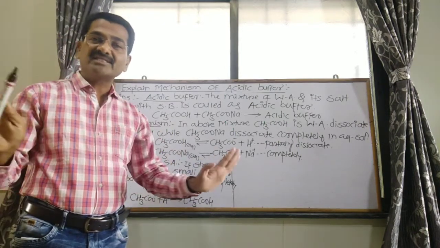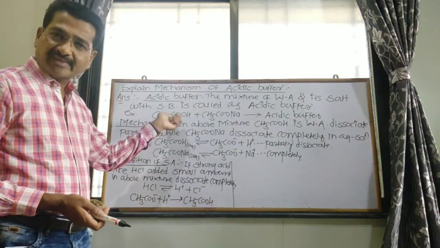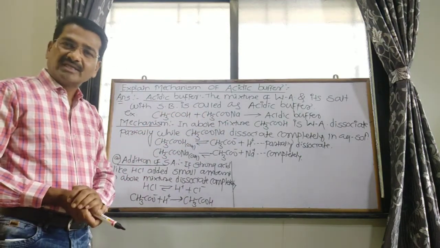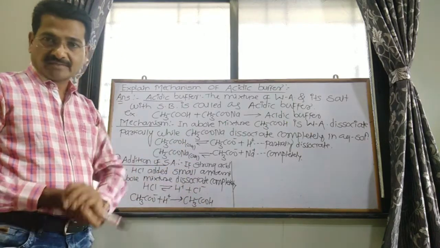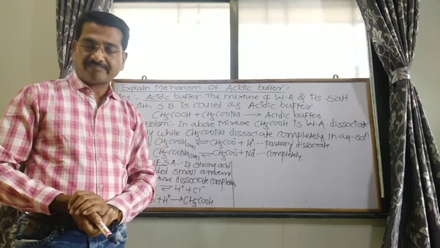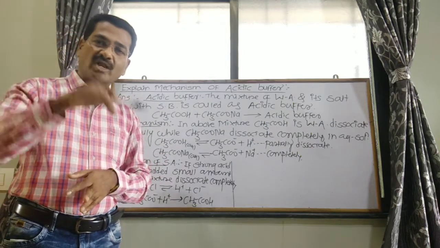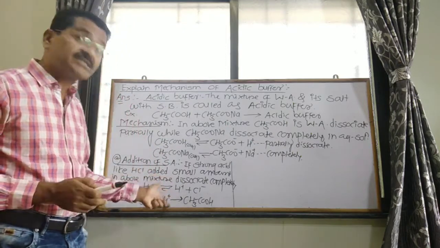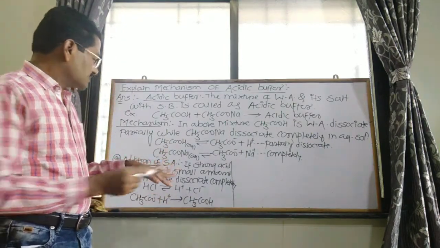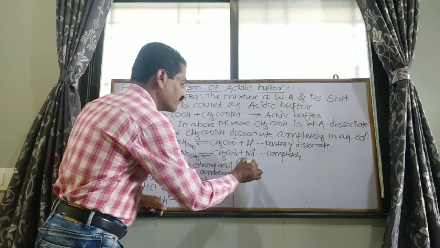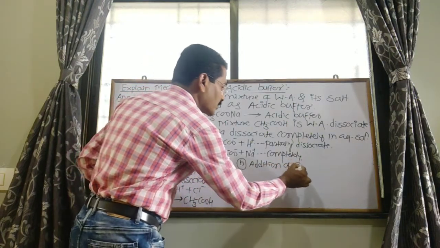Hence its pH remains constant, because acetic acid is already present in this solution. Therefore, its pH remains constant. The resistance of a solution to change in pH upon addition of a small amount of strong acid is called reserve basicity. Then see the next, addition of strong base.